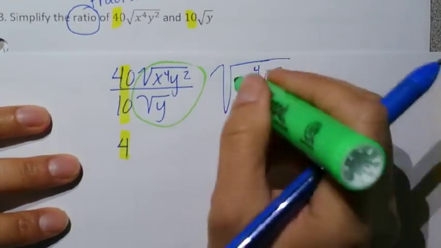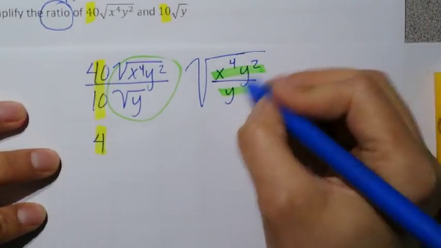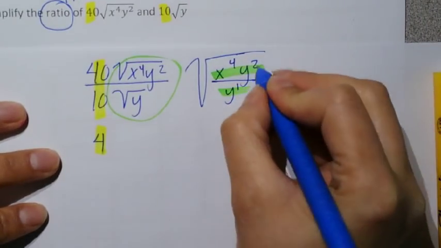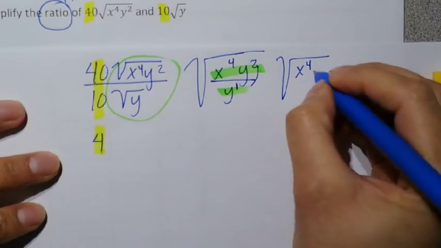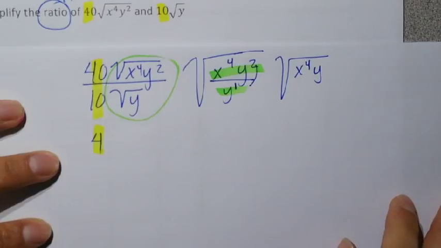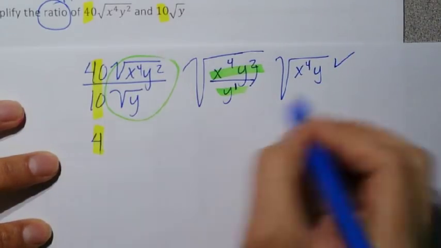So all of this is still the green portion. From here I notice that I can simplify the y's, right? That would be x to the 4th on the top, and then I'll just have a y at the top. That's it. Okay? So I'm done simplifying it here. I'm going to move it here.